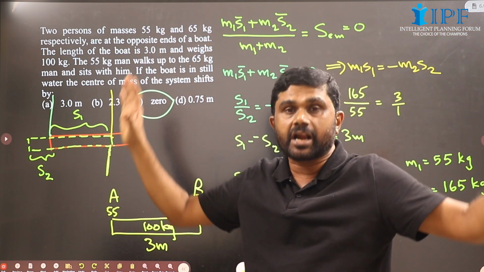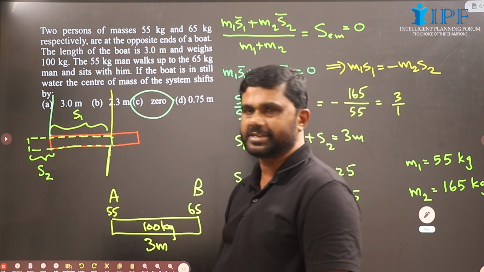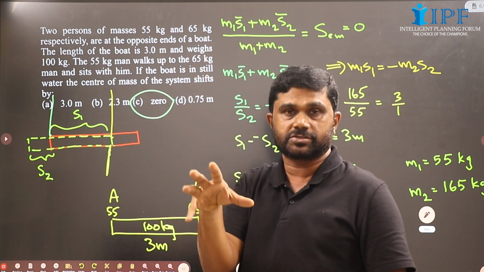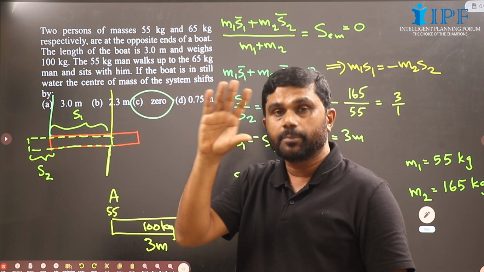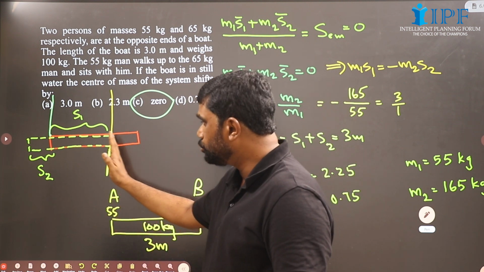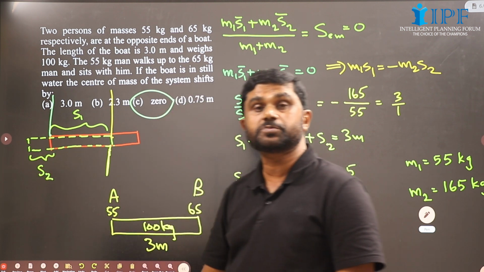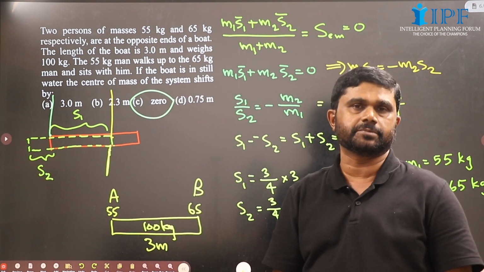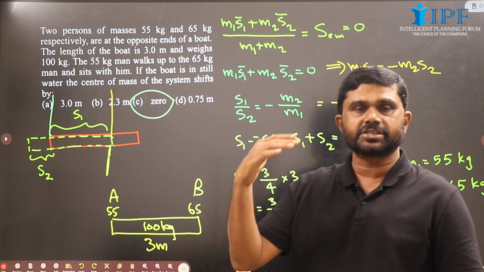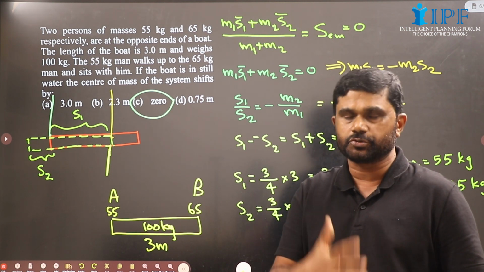But with respect to surroundings, initially the man was here and finally he is here. So this S1 is the displacement with respect to surroundings. By that time, the rest of the system, the boat with the other man, moves back. So S2 is the displacement of the rest of the system in the backward direction. So S1 is in the forward direction and S2 in the backward direction. If we take S1 as positive, then S2 is negative.